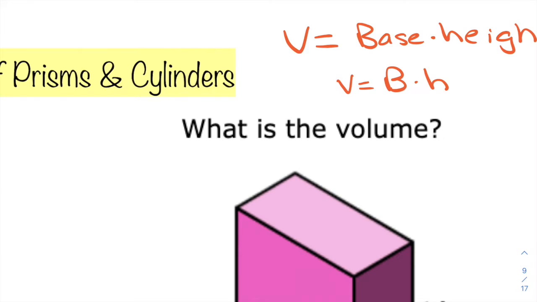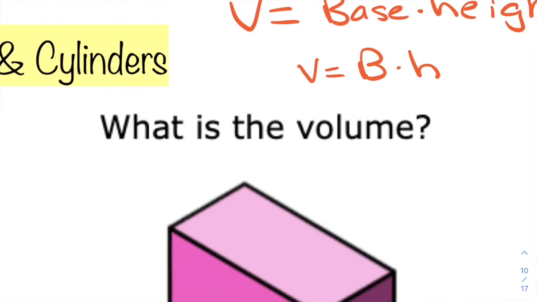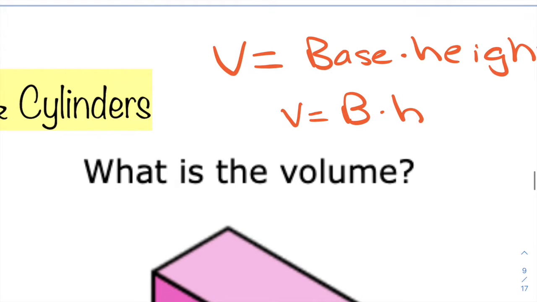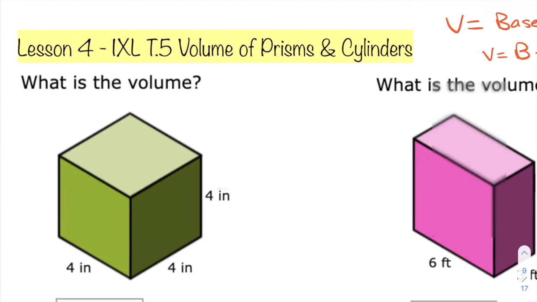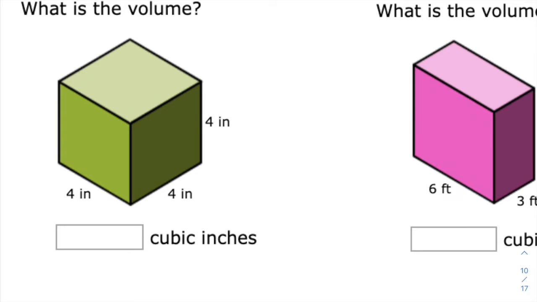So you just have to ask yourself, what shape is the base? If the base is a square, then you have to do length times width to get the base, and then multiply that by the height of the geometric solid. Here, the base is a square. The square is also base times height. So the square is 4 inches times 4 inches, which is 16 inches squared.